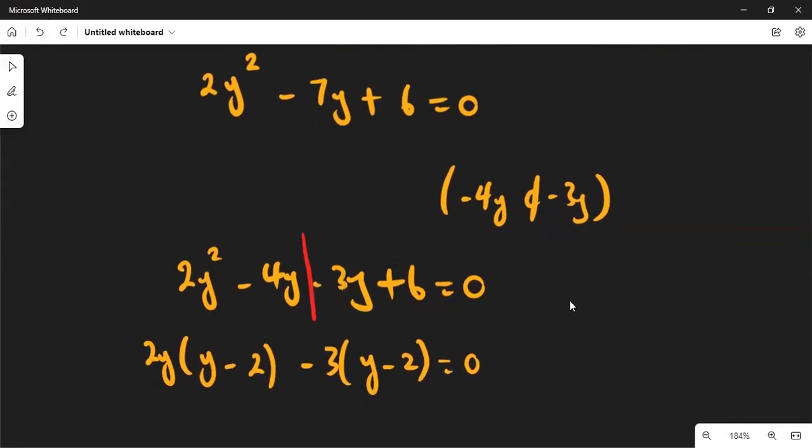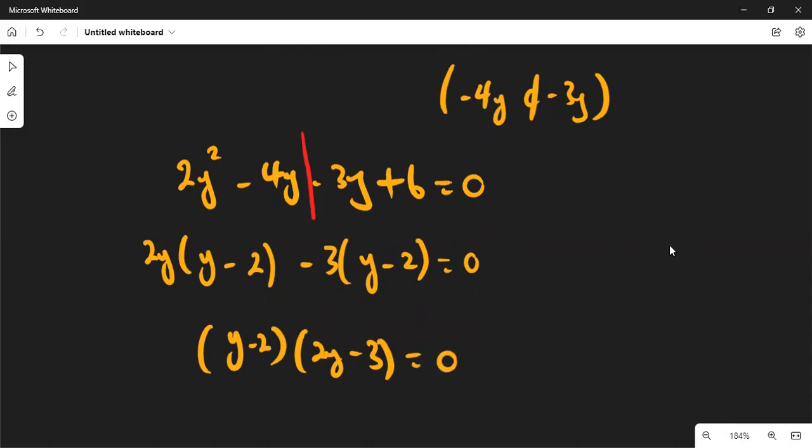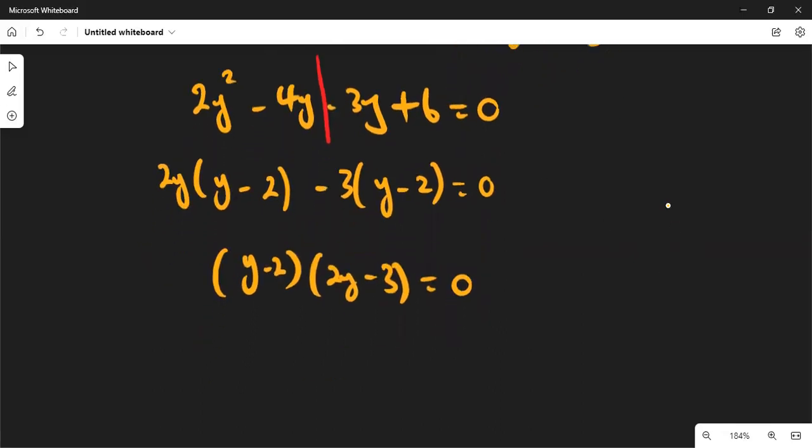If we take this part, as you can see, the brackets are the same. So just take one of these two same brackets, which is y minus 2, factor it out, and you'll be left with 2y minus 3, which is equivalent to 0. From this, we are simply saying either one of these brackets must be equal to 0. So your y is going to be 2, or from this, we have 2y equal to 3, then you divide by 2 on both sides. So y is going to be 3/2, which is actually a positive value.